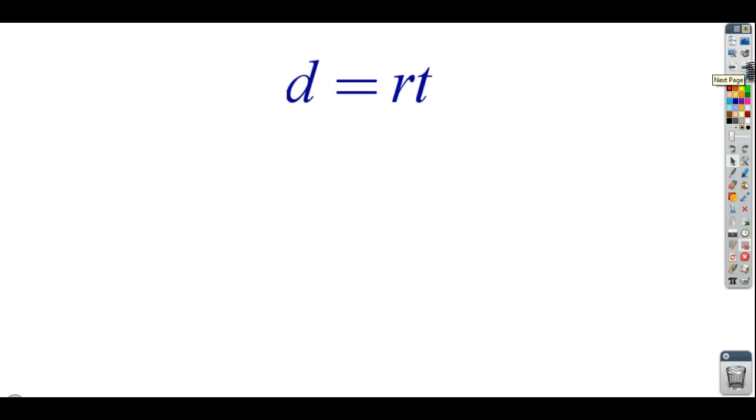Okay, first one. D equals RT. This is a pretty common formula that we use all the time. D is distance, right, in whatever unit you choose. R is the rate, and T is the time.